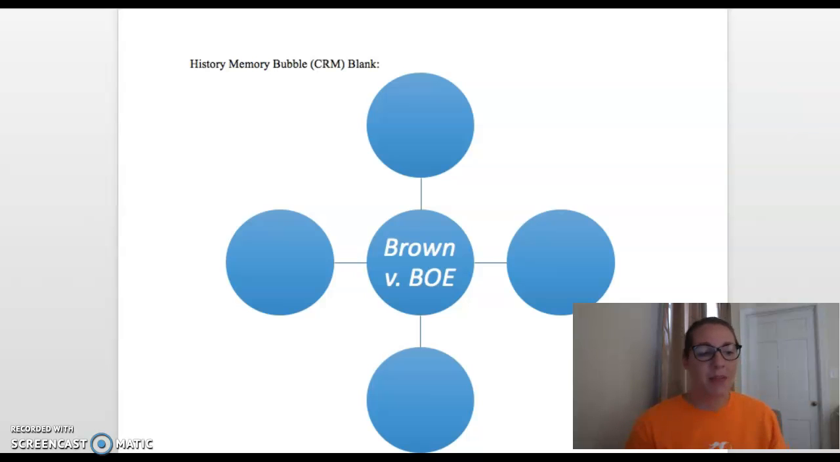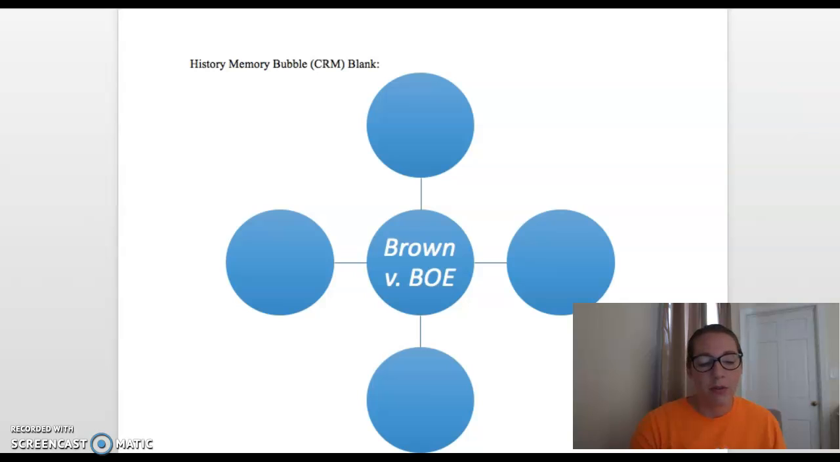Everyone, my name is Emily Hall, and today I will be demonstrating the use of a memory bubble pulled from a unit plan based on Standard 11.1a, which covers the plight of African Americans as they sought equality post-World War II. This memory bubble specifically will be focused on the landmark Supreme Court case and catalyst for the civil rights movement, Brown versus the Board of Education.